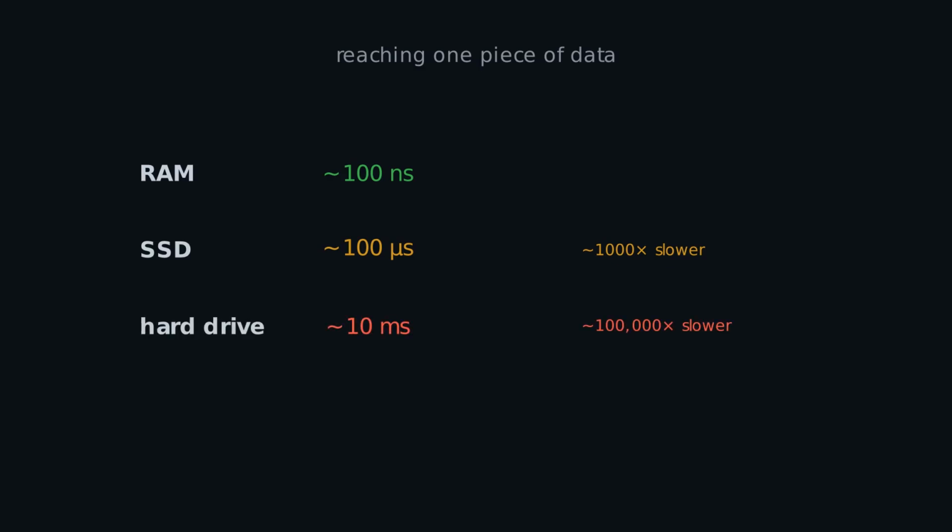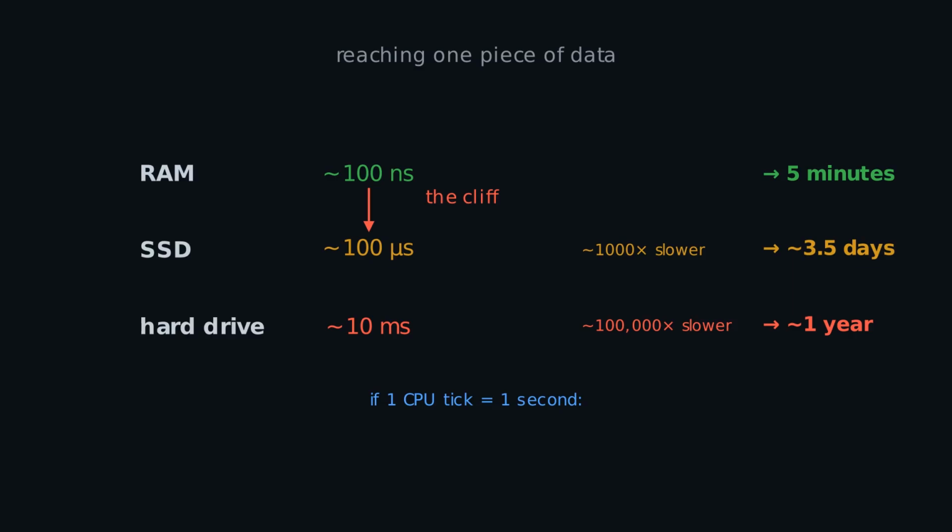So let's make that real. Back in the CPU video we created, we slowed time down so one clock tick became 1 second. And at that scale, a trip to RAM takes about 5 minutes. On that same scale, fetching a page back from SSD takes about 3.5 days. From a hard drive, better part of a year. That's the cliff your data just fell off the moment it got pushed to disk.